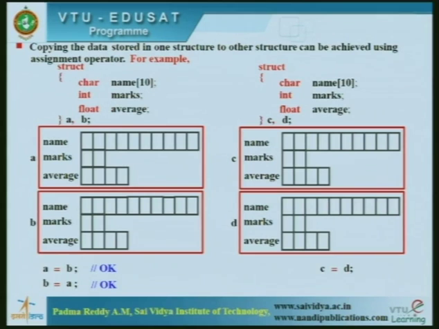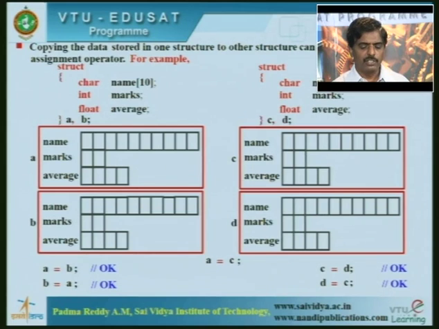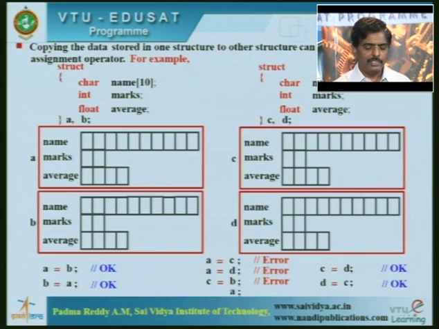Now, how to copy now? I can write C equal to D, absolutely no problem, that is okay. I can write D equal to C, this is also okay. But remember, you cannot write A equal to C something like this, because A is a different structure and C is a different structure, so it is an error. I cannot write A equal to D, it is also an error. I cannot write C equal to B, it is also an error. And similarly, I cannot write D equal to A. If you observe, the two structures are used and the members are same, type is same, but still you cannot copy.